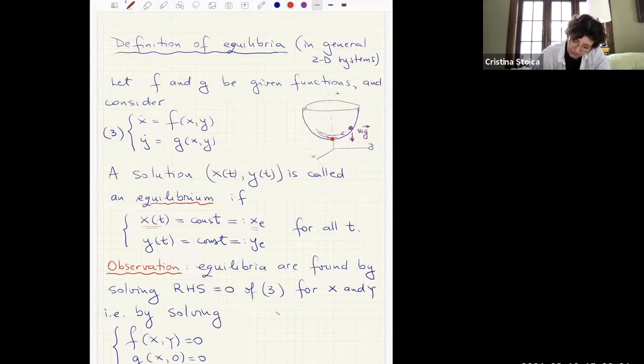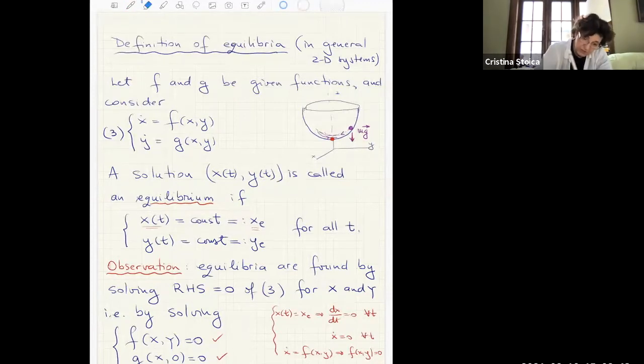If x of t is x_c, then this means that dx/dt will be 0 for all t, right? So in other words, x dot is 0 for all t. But x dot is f of x and y, as I said there. So this means that f of x and y has to be 0. That's for the first one, for this guy, and the same will be for the other one.